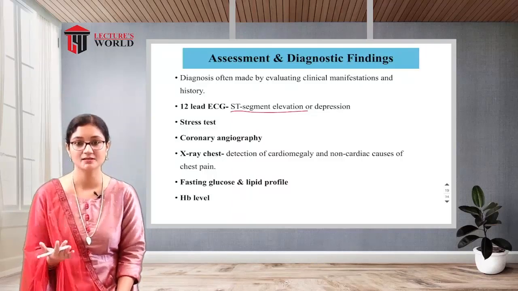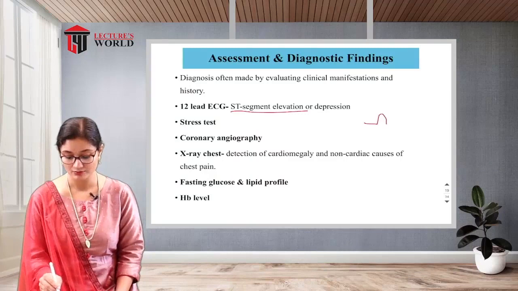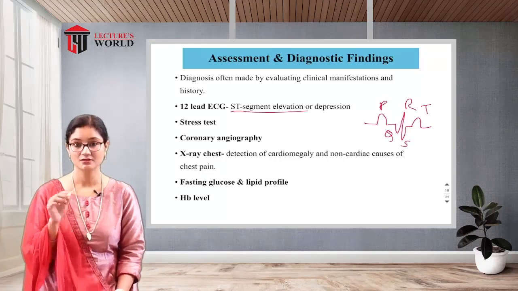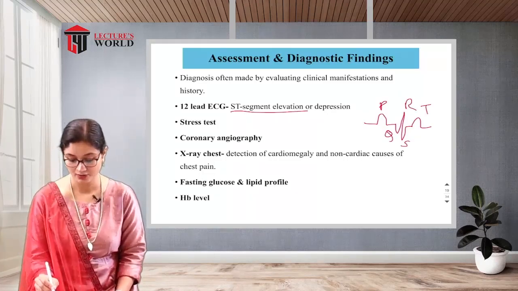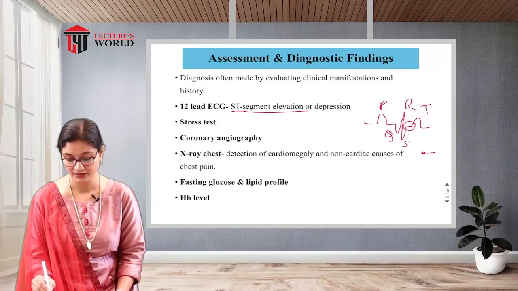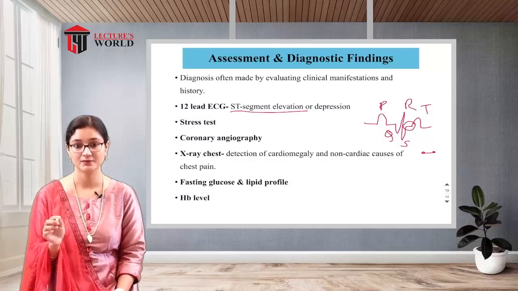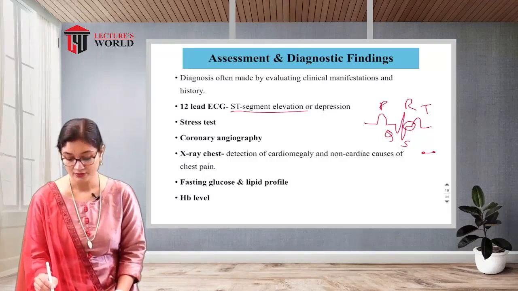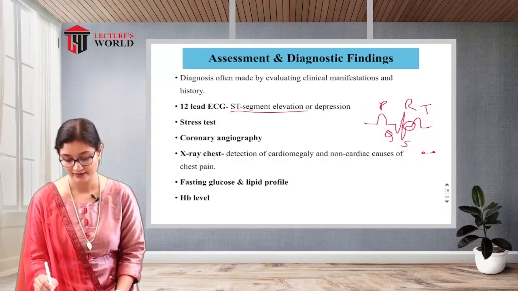Now, what is this ST segment? We will be studying further, this is P, this is Q, this is R, this is S, and this is T. So this is a normal ECG, and we are talking about this ST segment. A segment is something which is joining two waves. This is the P wave, QRS complex, and T wave. So this is called a segment, and this is the ST segment.